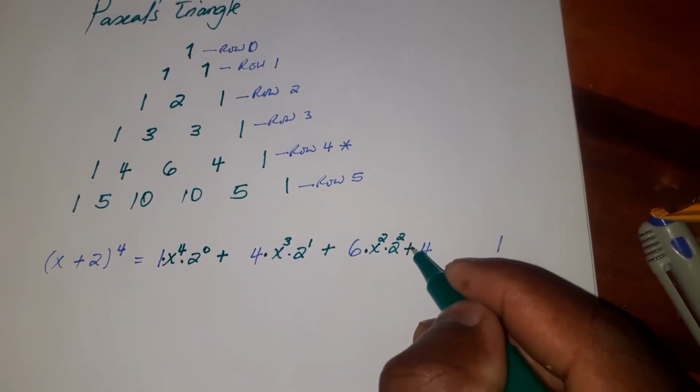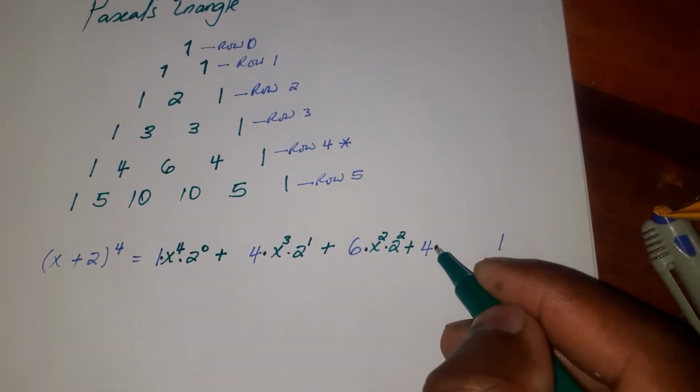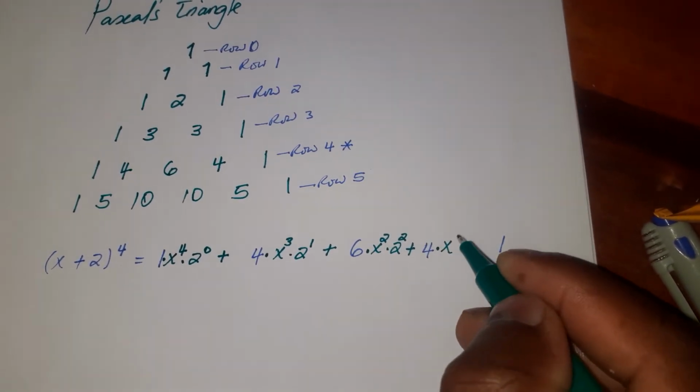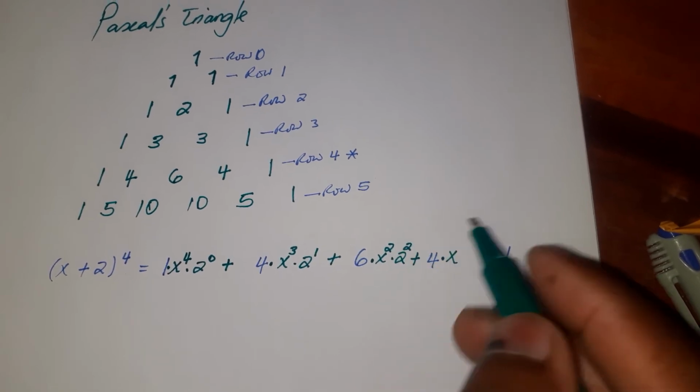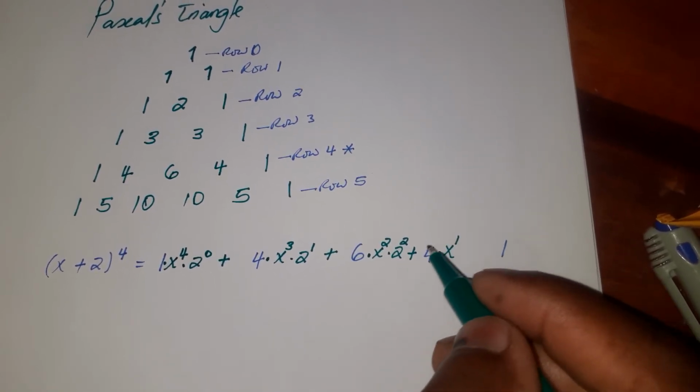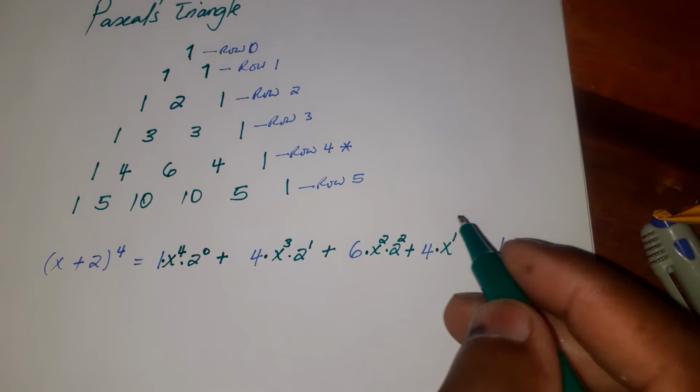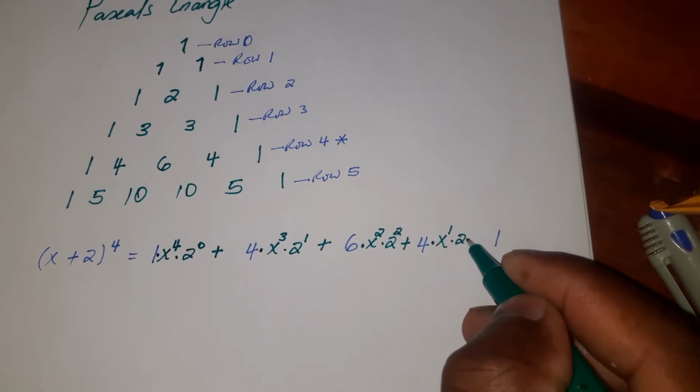And then plus, we have 4 there, and then we multiply by x. The power should be reduced by 1 to get 1. The power here at 2 should be increased by 1 so that we can have 3.